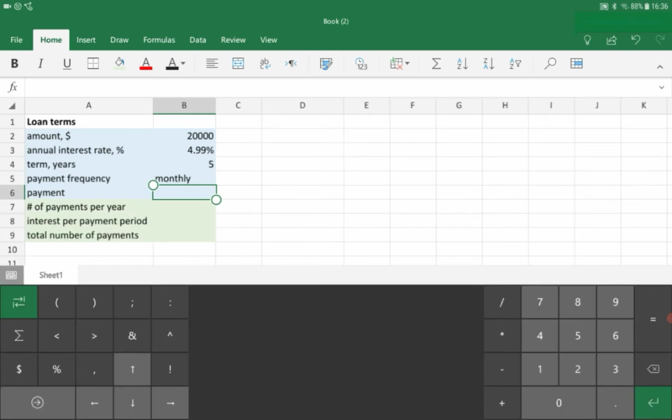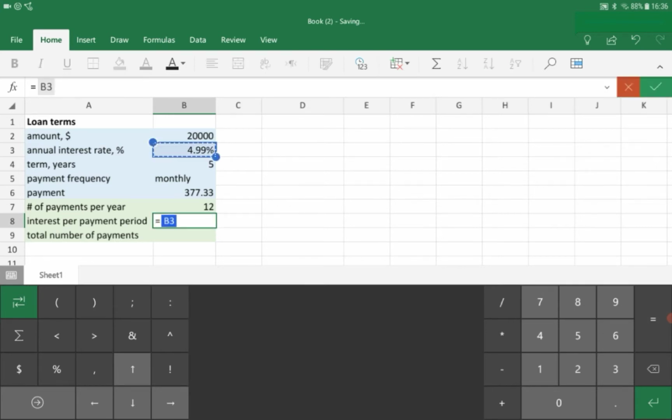The payment itself each month was $377.33. The next three numbers we will calculate ourselves. So the number of payment periods per year, in this case, is 12 because we pay monthly. The next number is very important. It's the interest per payment period.